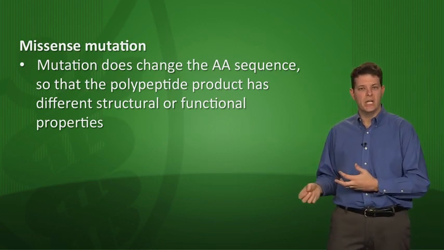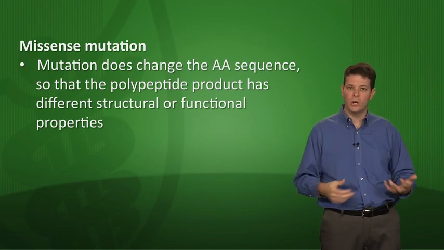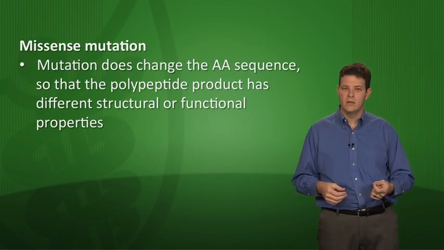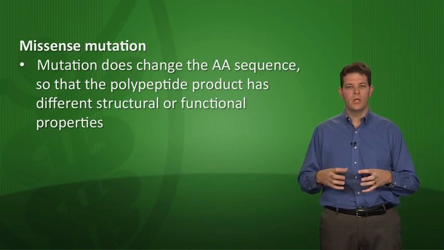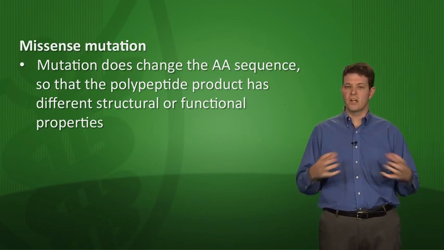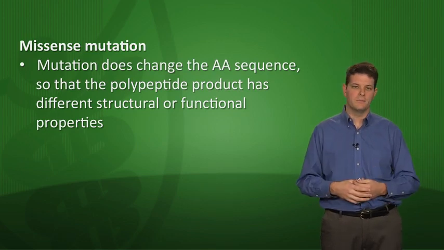Now, GAG codes for glutamic acid, but GTG, or GUG on RNA, codes for valine. And that one little change in the amino acid sequence allows the final hemoglobin molecule to polymerize and make the red cells sickle. So it significantly changes the functional properties of the protein product.